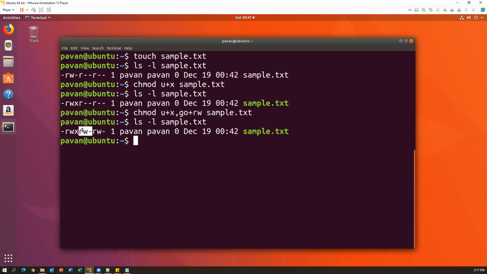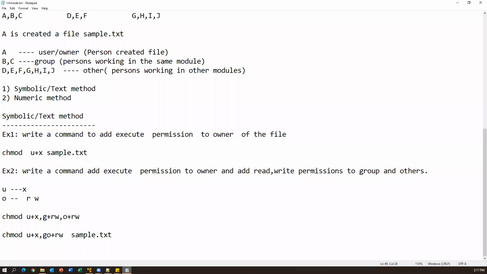Read and write permissions are there, but there is no execute permission. And the last three represent others. For others, what permissions have we given? Read and write, and there is no execute permission. This is how we can add permissions to a particular file at the user or owner level, group and others. Let me show you one more example.